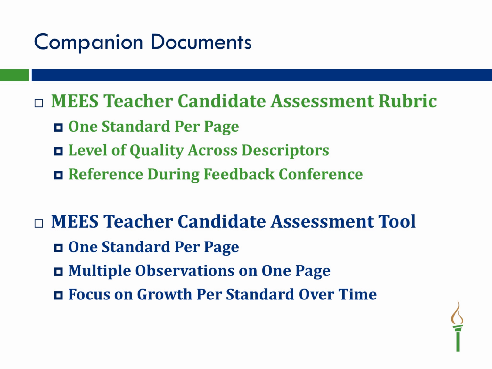There are 2 companion documents that will be available. One is the MEES Teacher Candidate Assessment rubric, which we just viewed. It highlights 1 standard per page, levels of quality across descriptors, and is a reference to return to when scoring and offering feedback. The second document is the MEES Teacher Candidate Assessment tool. This tool also highlights 1 standard per page, offers opportunity to provide feedback on a single standard multiple times, and allows for a focus on growth per standard.